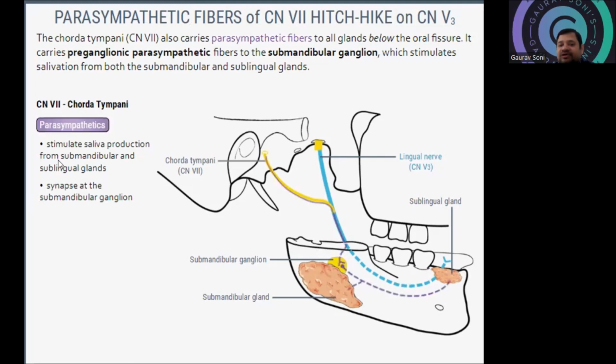It stimulates the production of saliva from the submandibular and sublingual glands, synapsing at the submandibular ganglion. This is the submandibular ganglion, where it is going to get synapsed, and via this, it gives the supply to the submandibular gland as well as the sublingual gland, making them produce saliva.